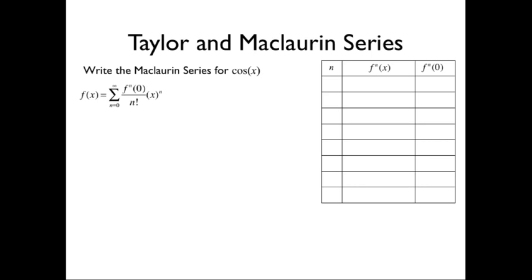Okay, I'm going to go fast because you worked on it. All right. So n equals 0, 1, 2, etc. You just need as many as you can to establish a pattern.